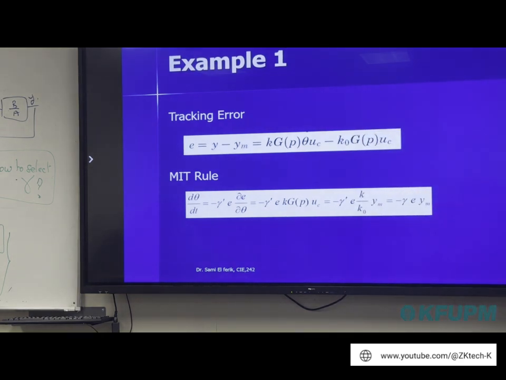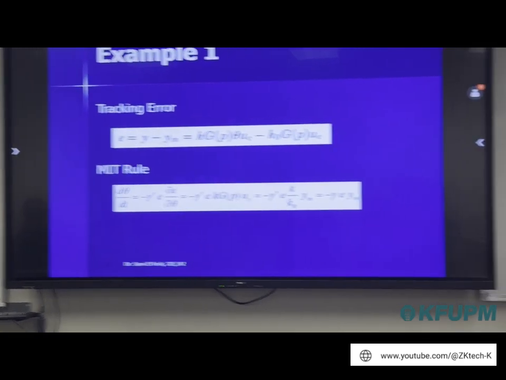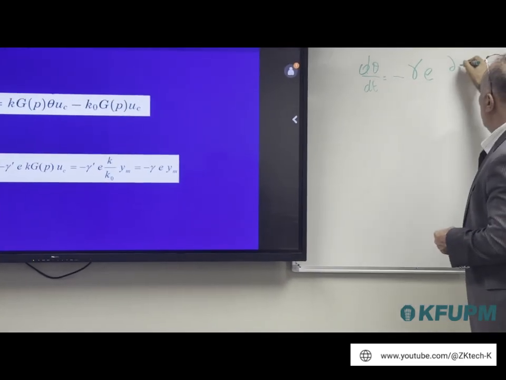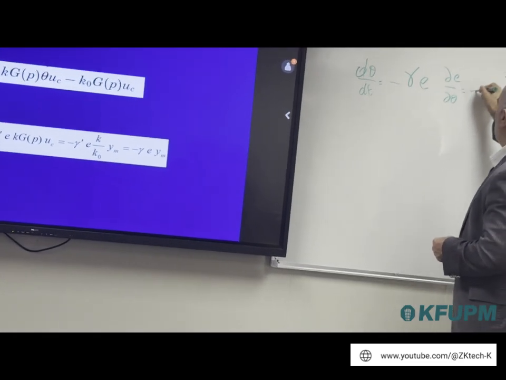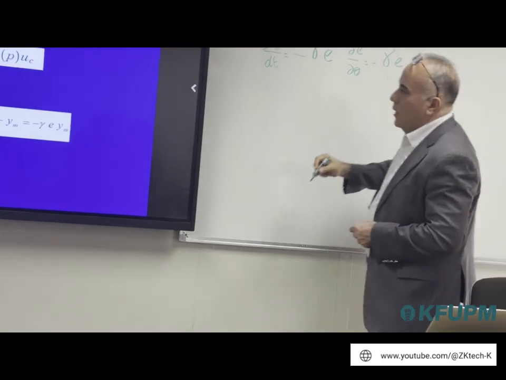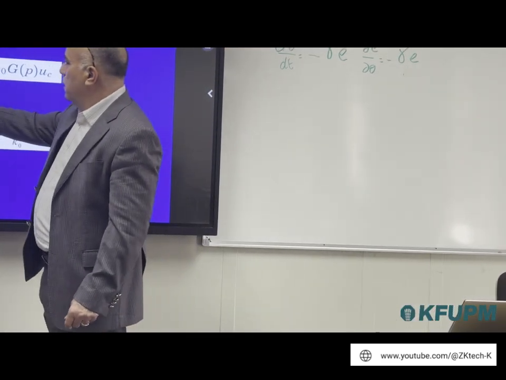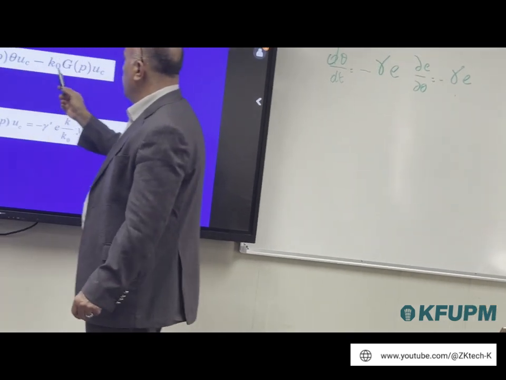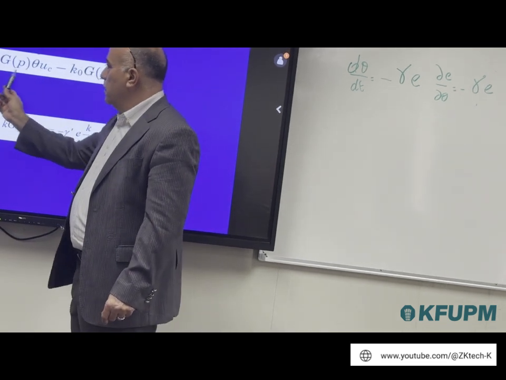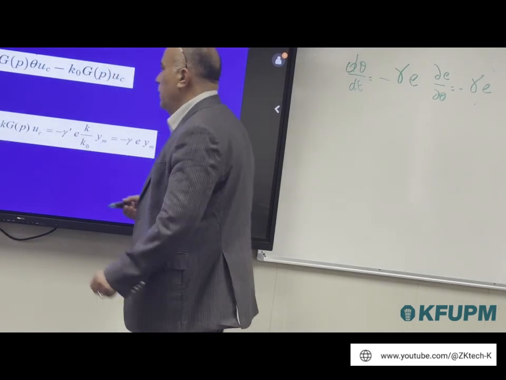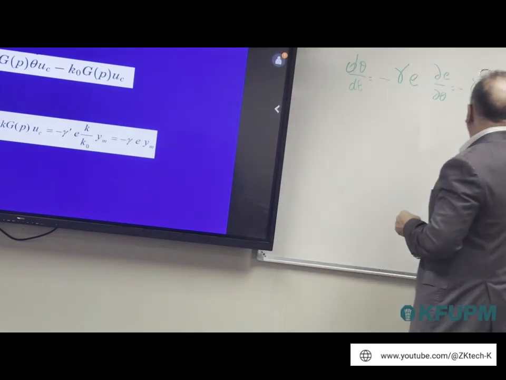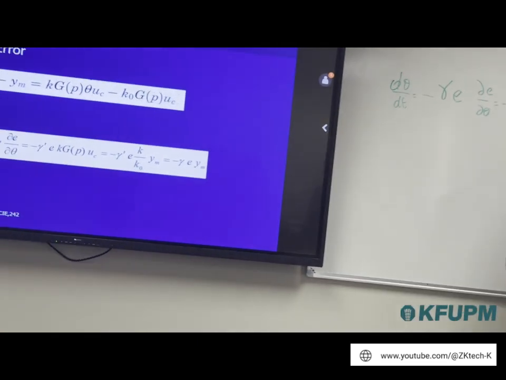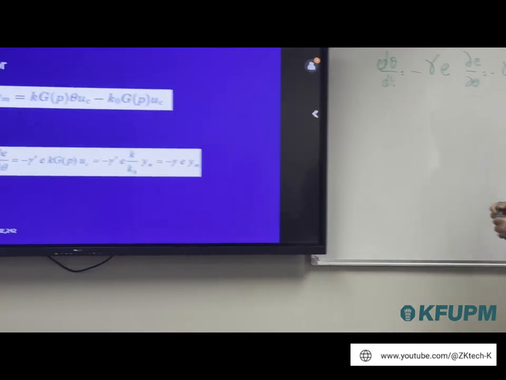So this is what it is. The derivative of theta with respect to time is equal, I'm going to use here gamma and then I will change it later just to make it easy for you. It's equal to minus gamma times E, derivative of E with respect to theta. And this is equal to minus gamma times E, and the error is this. Right? This is the error. And in the derivative of the error with respect to theta, this term is 0. All that remains is this term. So the derivative with respect to theta would be K G_P applied to U_C.